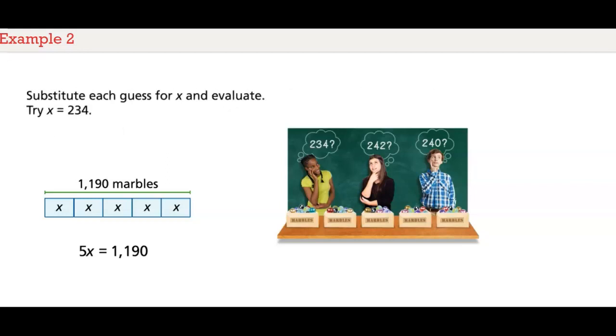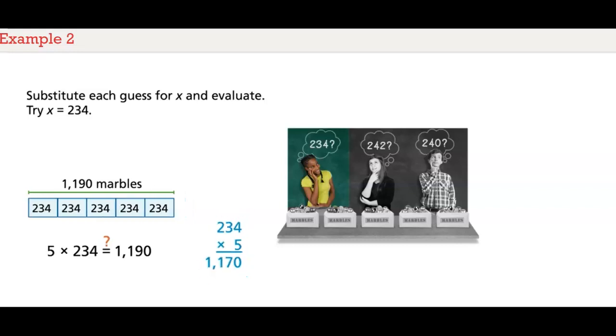Now, substitute each guess for X and evaluate. Begin with the first friend's guess. Let X equal 234. 5 times 234 is 1,170. The product does not equal 1,190, so X equals 234 is not a solution. Now evaluate the guess of the second friend. Try X equals 242. 5 times 242 is 1,210. The product does not equal 1,190, so X equals 242 is not a solution.